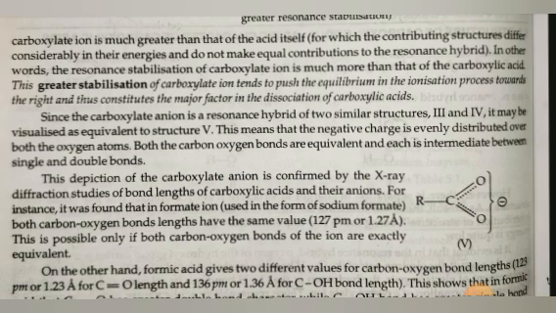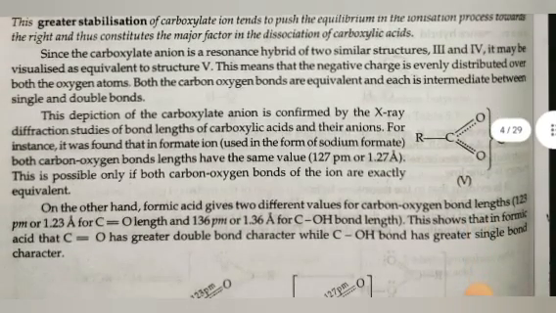This greater stabilization of the carboxylate ion tends to push the equilibrium in the ionization process to the right side and thus constitutes the major product in the dissociation of carboxylic acid. Since the carboxylate anion is a resonance hybrid of two similar structures, third and fourth, it may be visualized as equivalent to structure fifth. This means that the negative charge is evenly distributed over both the oxygen atoms. Both the carbon-oxygen bonds are equivalent and each is intermediate between a single and a double bond.